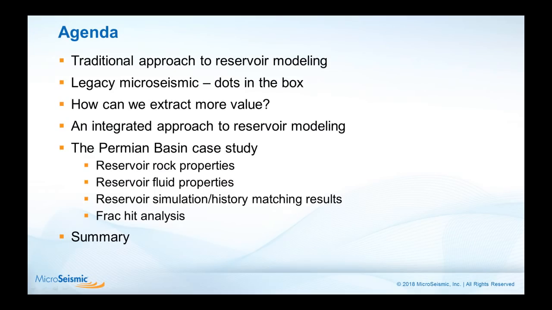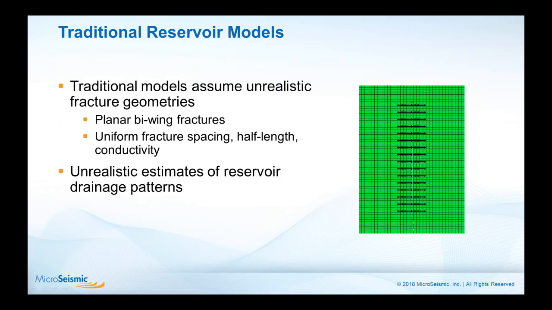I will begin by briefly reviewing the traditional approach that is commonly used for reservoir simulation of unconventional resources and describing the shortcomings of that approach. I will then discuss how we can use microseismic focal mechanism and moment magnitude to build more representative reservoir models. I will go through the workflow using a case study from the Permian Basin where we have 8 wells producing from 3 different formations. At the end, I'll provide a summary and wrap up my presentation.